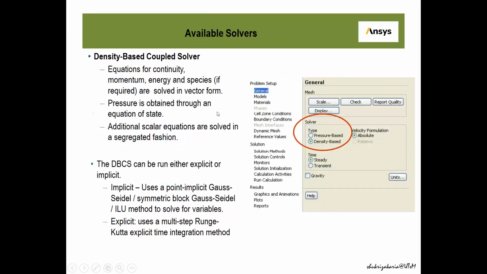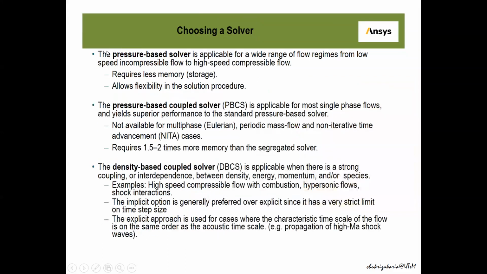And number two, we have a density-based coupled solver. The density-based coupled solver is suitable for compressible flow, with Mach number more than 0.6, where density is changing. If you have constant density, you can choose the default setting, which is pressure-based. The pressure-based solver is applicable for a wide range of flow, from low speed to high speed. It can also be used for high-speed compressible flow, it requires less memory, and allows flexibility in the solution procedure.